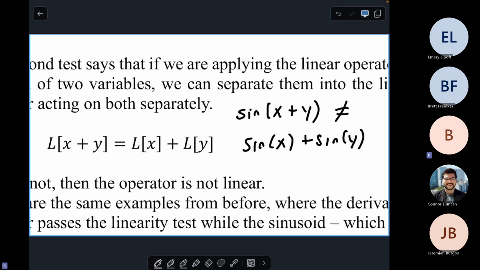If it fails one of those tests, automatically not a linear operator. It needs to pass both. Is that okay? It's not one or the other. It has to pass both of them. Okay? Okay.